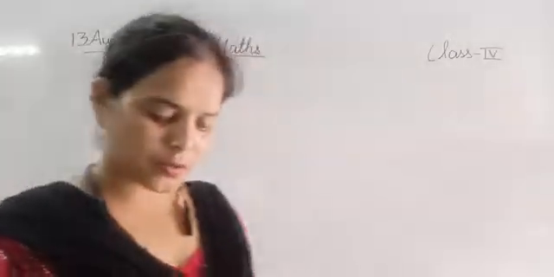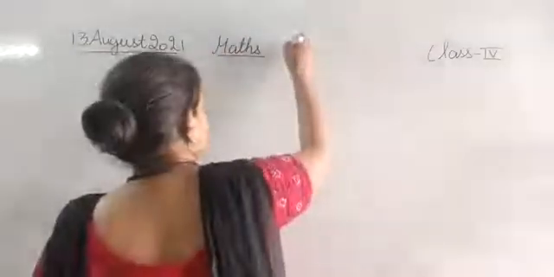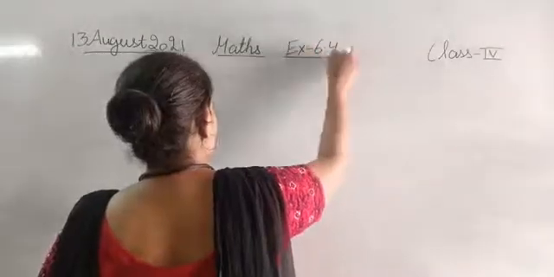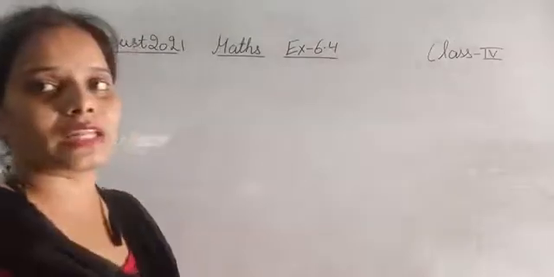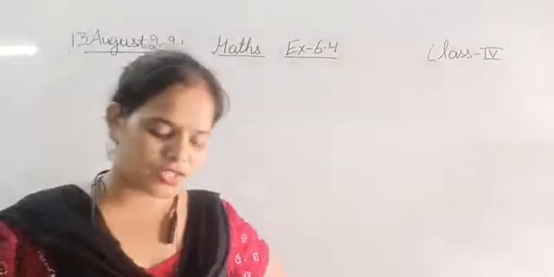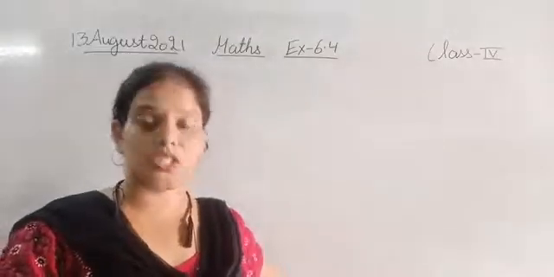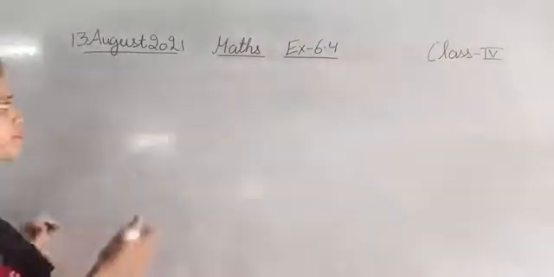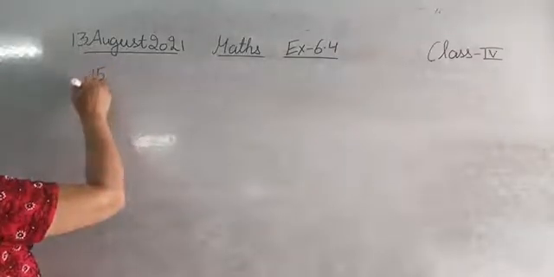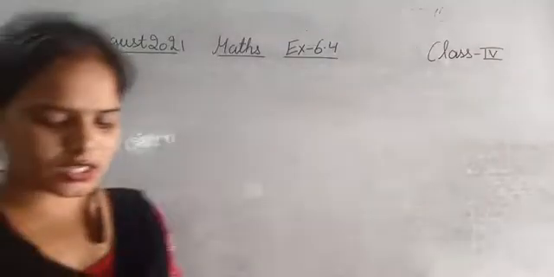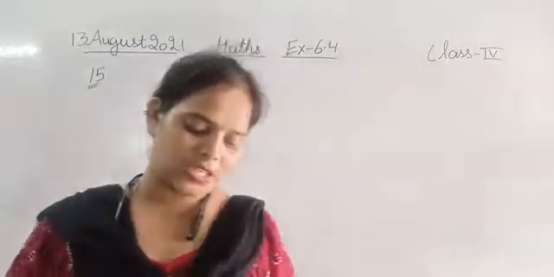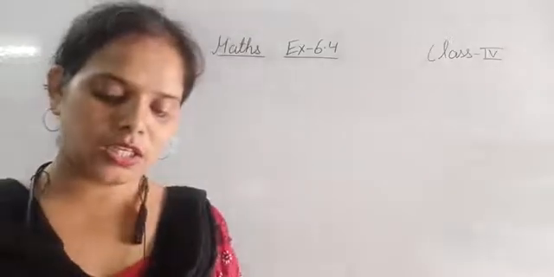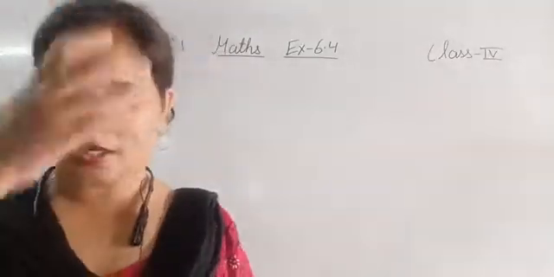Okay, so I'm just writing the topic here, that is exercise 6.4. This was the exercise that we were doing in the last session, and we completed up to question number 14. So now we will start with question number 15. The heading for question number 15 is: divide and find the quotient and the remainder.